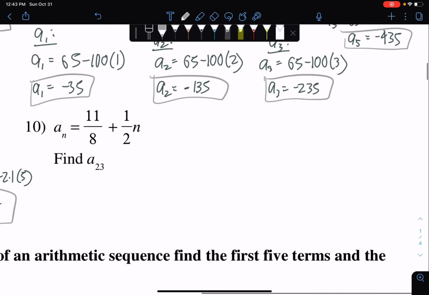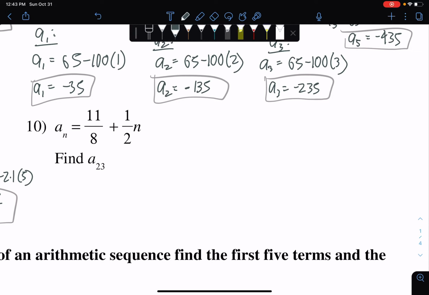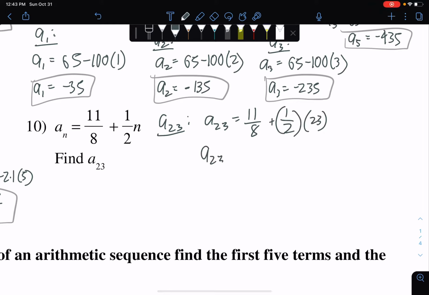Okay, for number 10, our a sub 23 is equal to 11 over 8 plus 1 over 2 times 23. A sub 23, we'll place them all in the calculator. 11 over 8 plus 1 over 2 times 23. Our answer is 103 over 8.